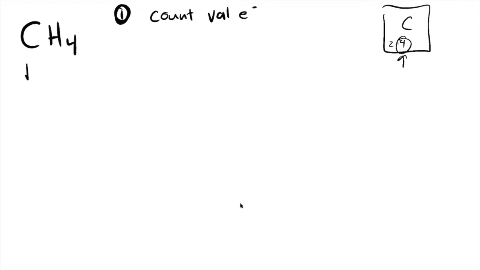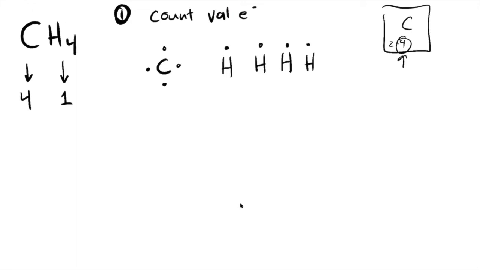And so for carbon, we have 4 valence electrons, and hydrogen, we have 1. Okay, but we also want to take into account that we have 1 carbon with 4 valence electrons, and then 4 hydrogens, which each have 1 valence electron. Okay, and so the key thing is you are counting the total number of valence electrons for every atom, not just every element, but every atom.